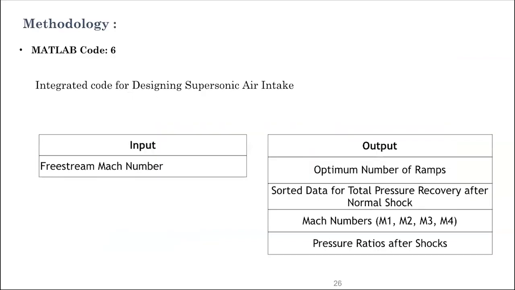So this is the final code, in which we just need to give the input of free stream Mach number. If we give the free stream Mach number, the code will output the optimum number of ramps required, and it will also provide the sorted data of total pressure recovery after the normal shock, as we already saw. So we don't need to provide the number of ramps or the angles the ramps should have. We just need to give the free stream Mach number, and it will directly provide us the most efficient set of pairs at that Mach.